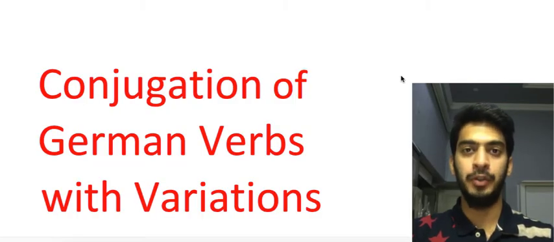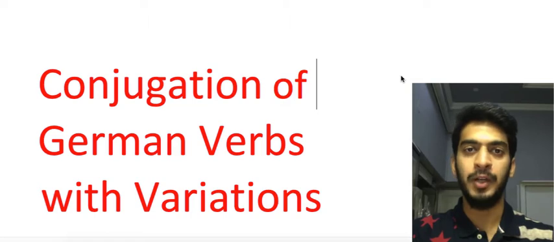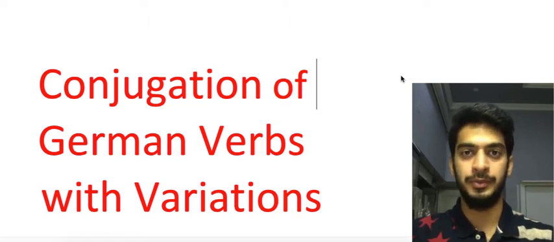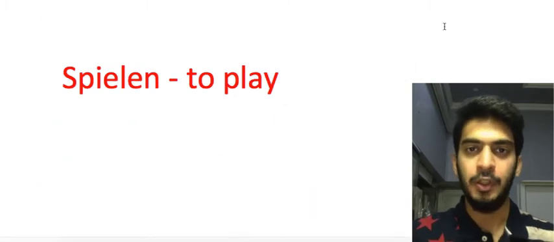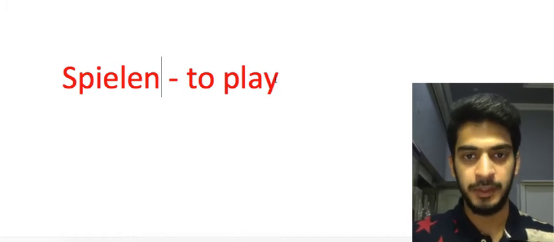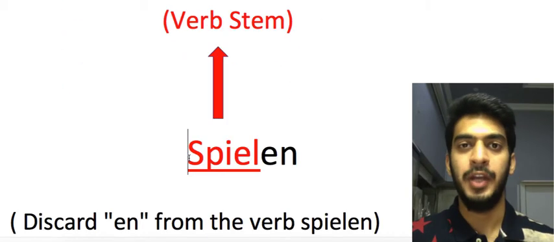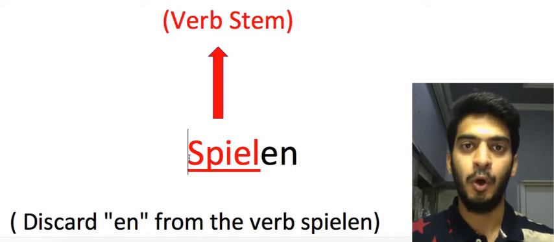Conjugation of German verbs with variations. In this video, I'll be teaching you some variations that we need to follow while conjugating German verbs. Before starting the lesson, I would like to explain the basic pattern that we use in German conjugation. Now we have the verb spielen, which means to play. Here's an important point to note. Almost every German verb ends with en.